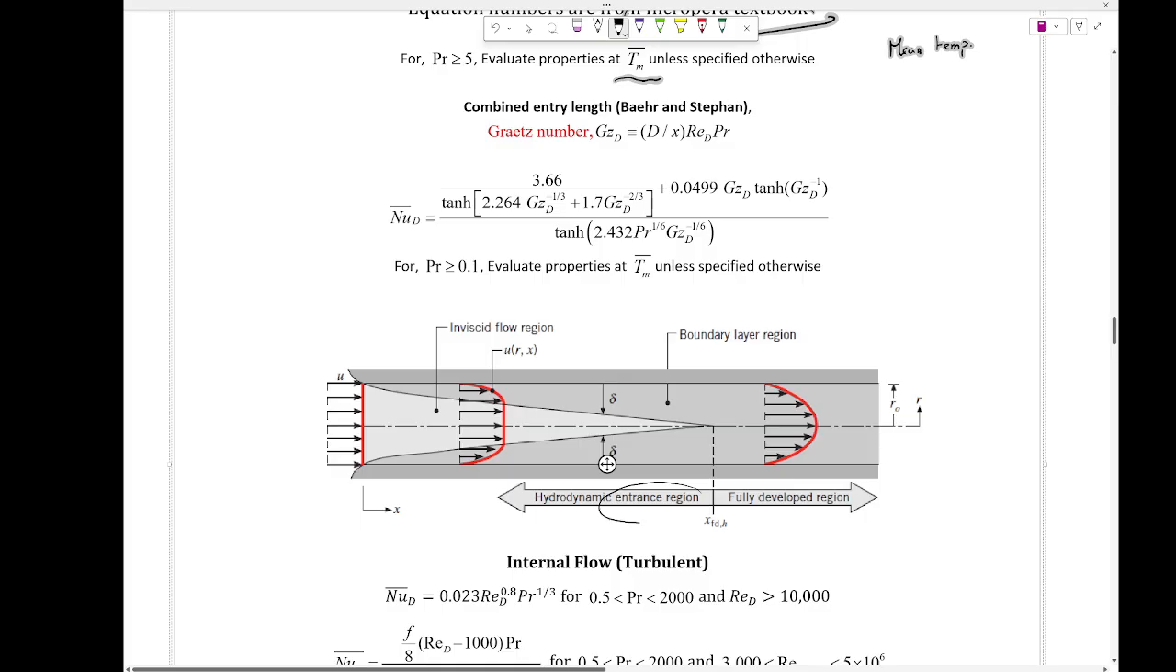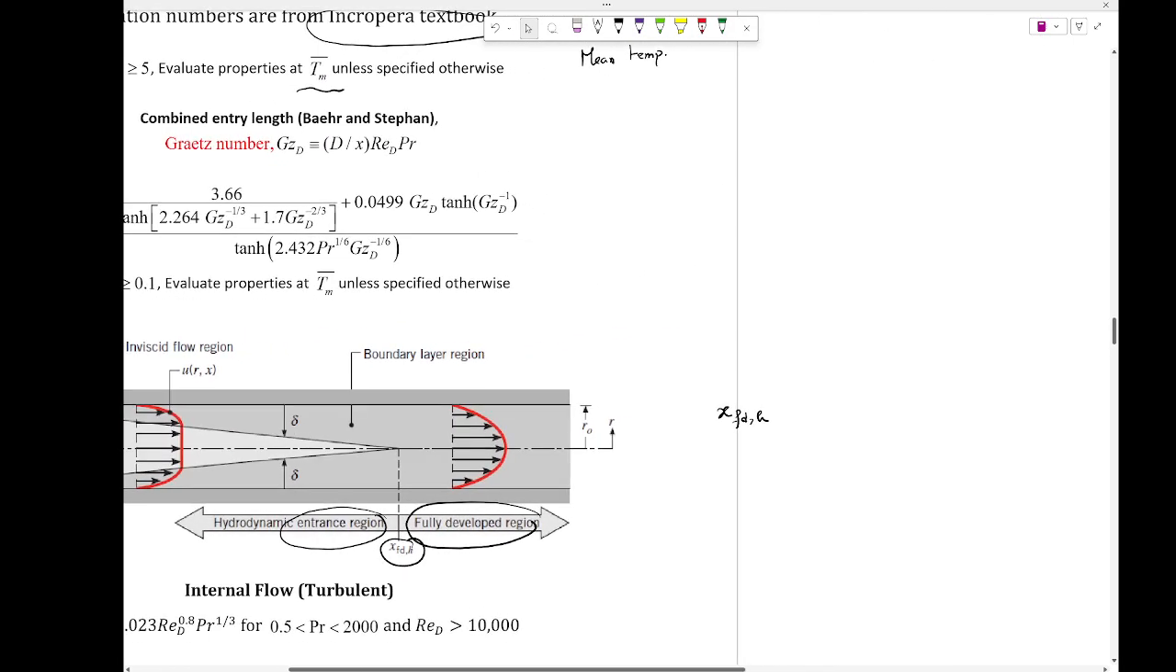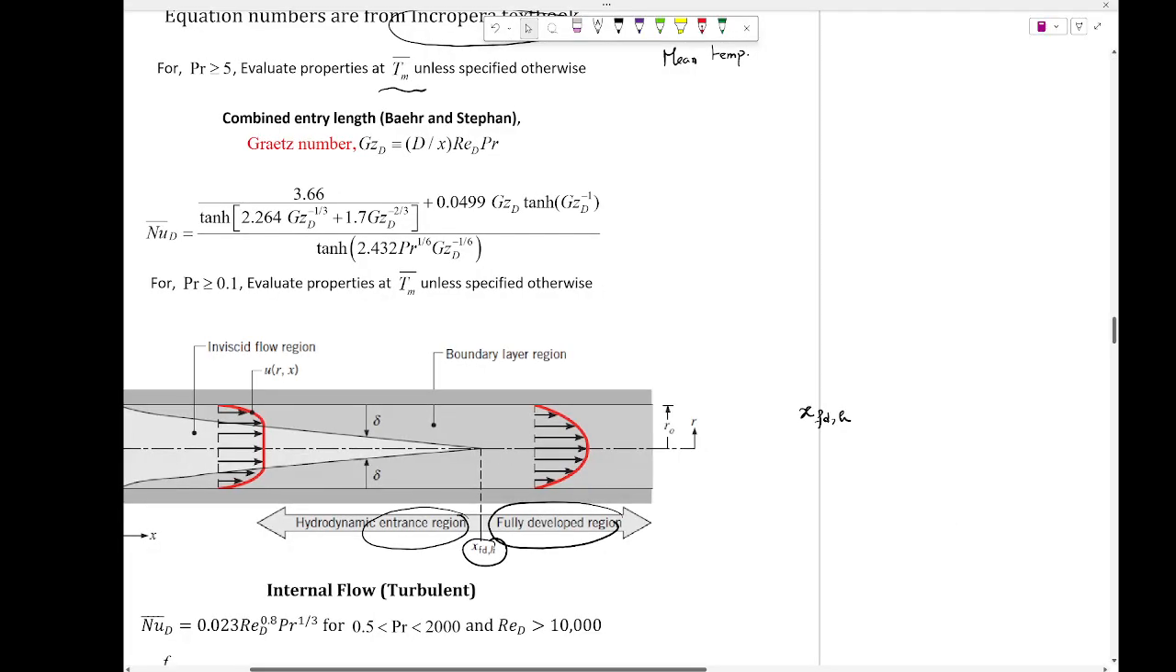The entrance zone, I'd like to highlight that. Entrance zone and fully developed zone. This thing I explained already, right? So in the pipe, you have this X_FD,H. I'm going to write this thing. X_FD,H. You really have to understand what it means. Let's look at the subscript. The subscript FD means, any idea? Fully developed.